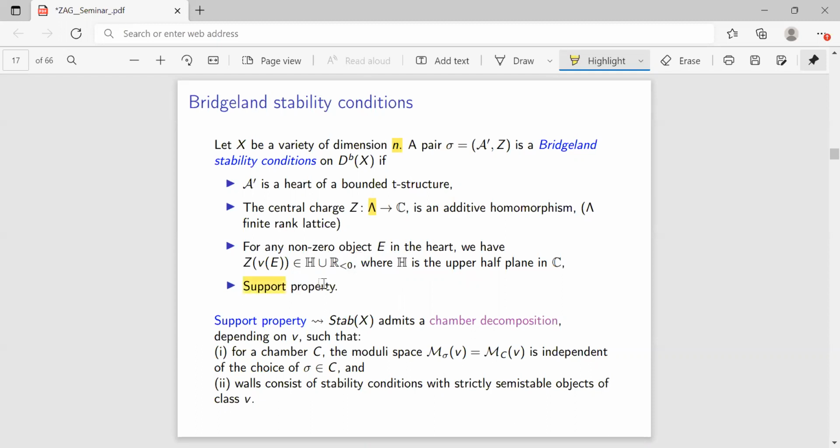And in addition, we need to have some support property. I'm not going to describe this support property because it's a bit technical, but for us, this support property just guarantees that this Stab of X, this space of all Bridgeland stability conditions, admits a wall and chamber decomposition. Or more formally, we just saw it in the picture, but more formally it means that for each chamber, this moduli space M sigma of B is independent of the choice of the stability condition in the chamber. Also, walls consist of strictly semistable objects of this class B.